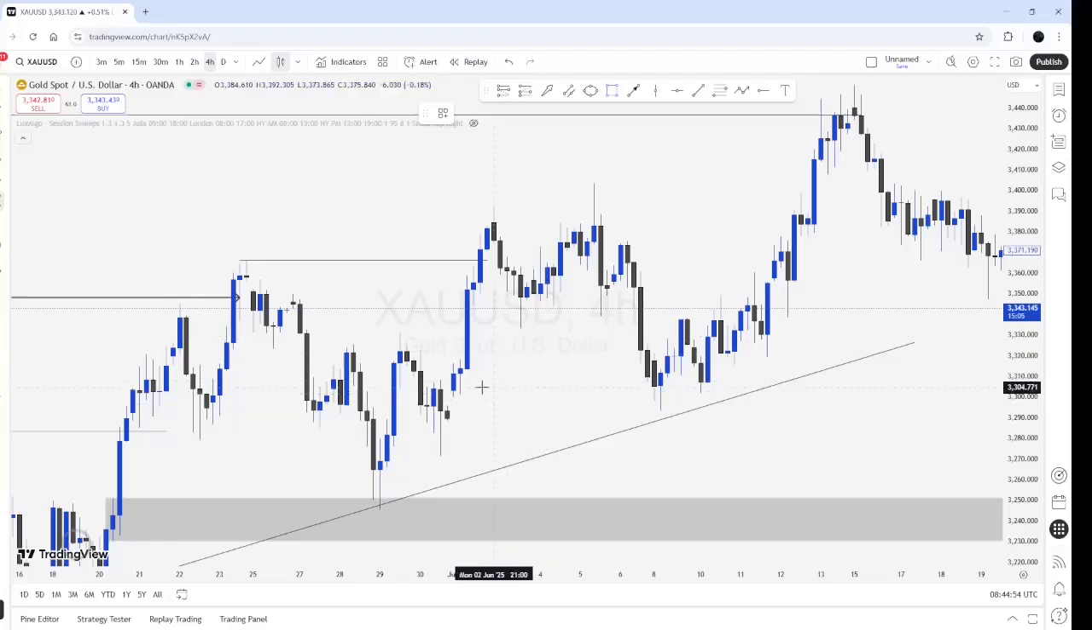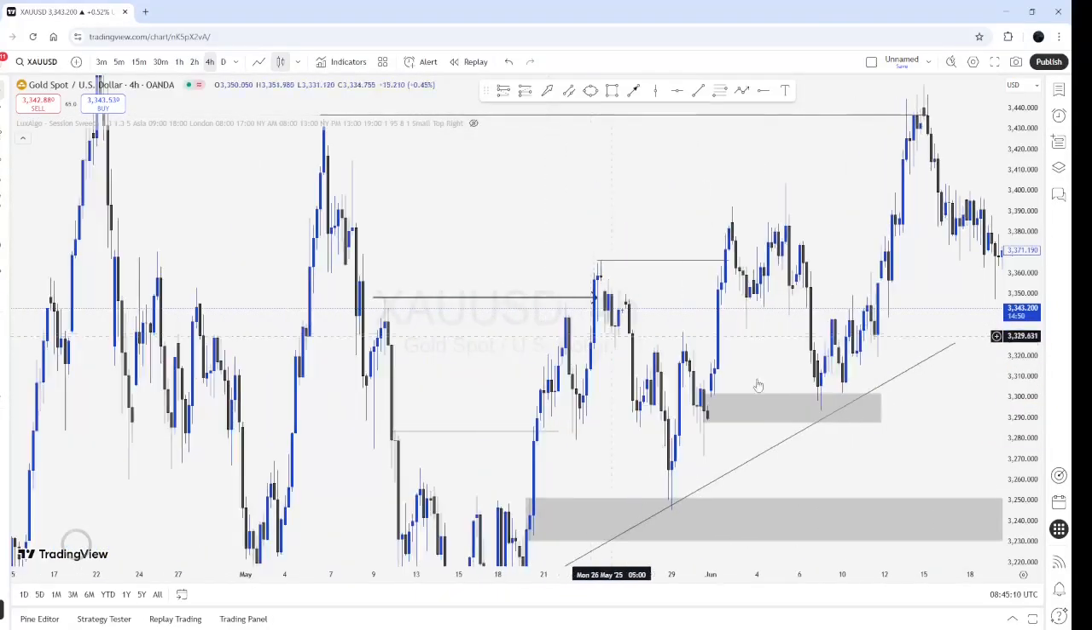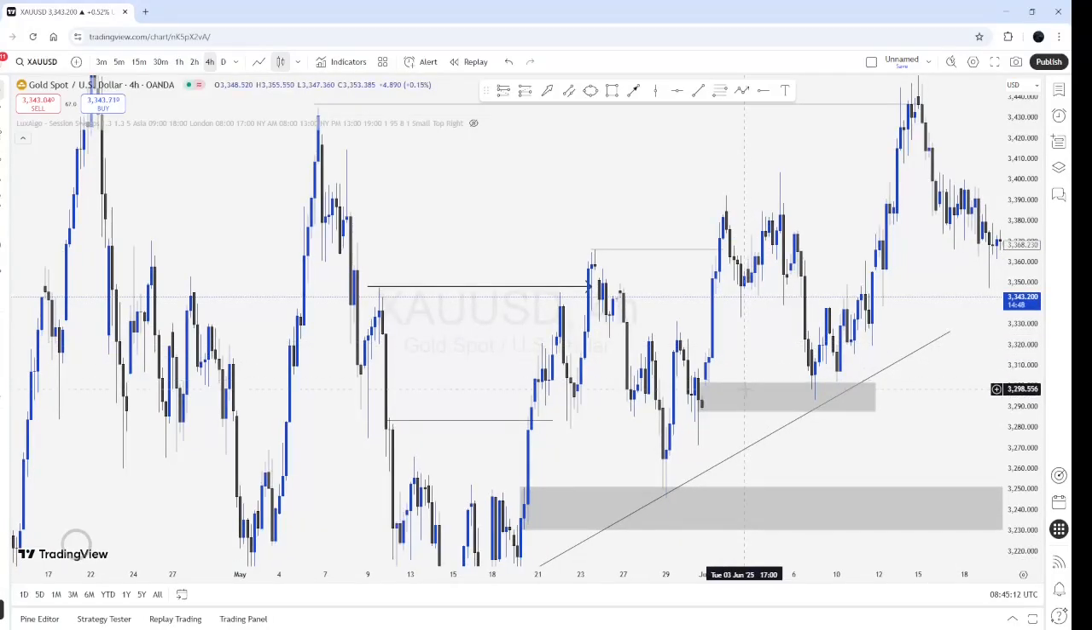Then after that, you have your zone, your demand zone. You draw your demand zone, or you can literally use this side because there's a gap. You have a gap over here. So this is on the 4 hour.